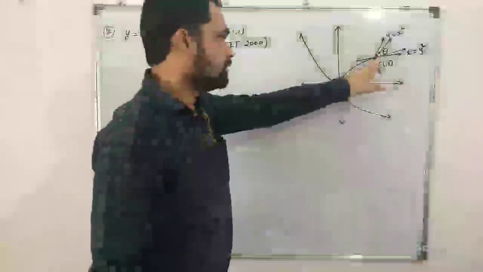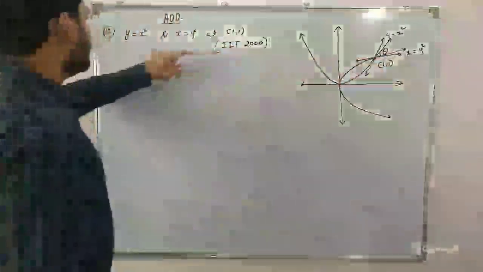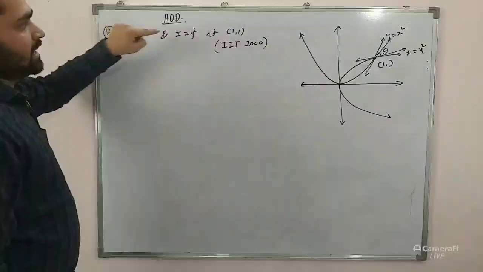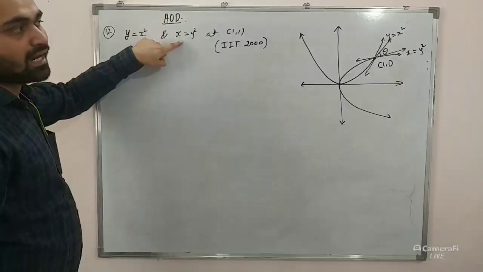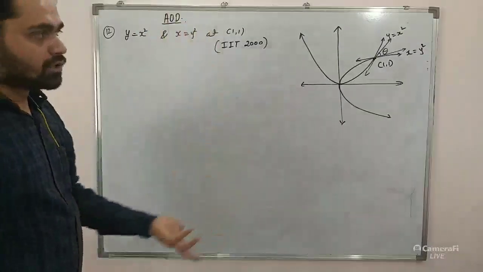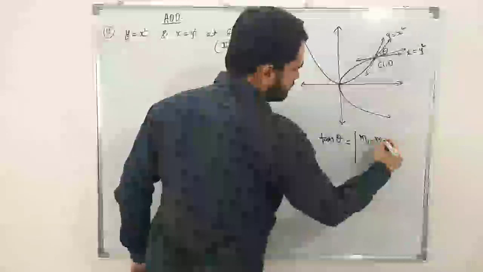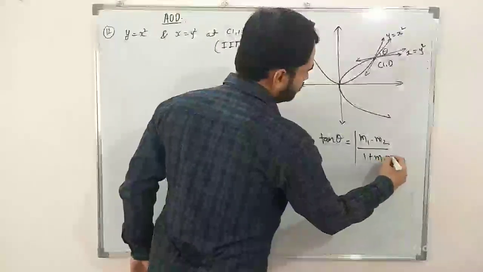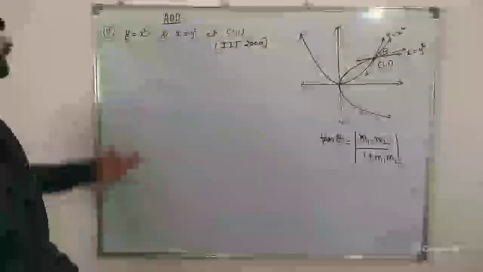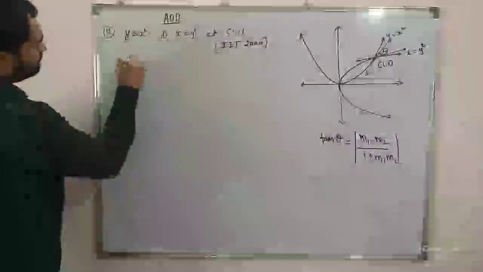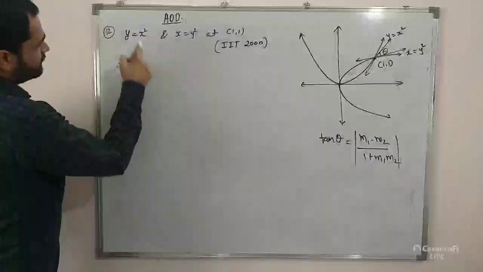So first of all, we are going to find the slope of the tangent of this curve at 1 1, and after finding the slope, we know the formula for the angle between two lines. What is the angle between two lines? tan theta is equal to the modulus of m1 minus m2 upon 1 plus m1 into m2. We've already discussed this in the NCERT section. So now here we are going to differentiate this function.